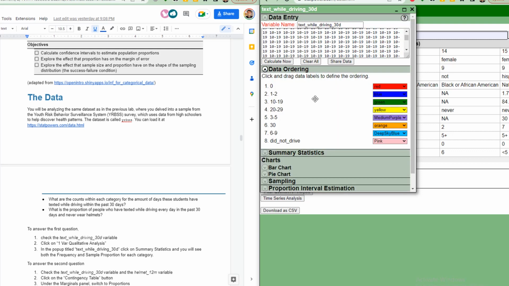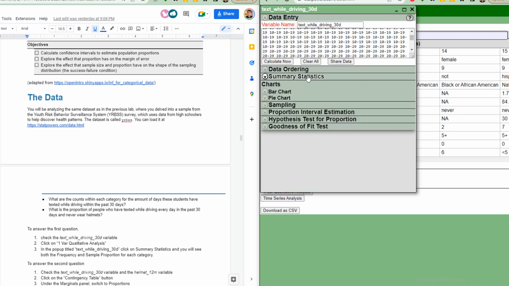Let's look at the data ordering. Let's make sure this is in increasing order. So you can see it goes 0, 1 to 2, 10 to 19, 20 to 29, 3 to 5. Let's move that up. 6 to 9 goes here. 0, 1 to 2, 3 to 5, 6 to 9, 10 to 19, 20 to 29, 30, and did not drive. This is great. So that's a good ordering for the data. Sometimes StatPowers does not order them correctly because it just does it alphabetically. And yeah, 10 comes before 3, because it's using just character alphabetization.